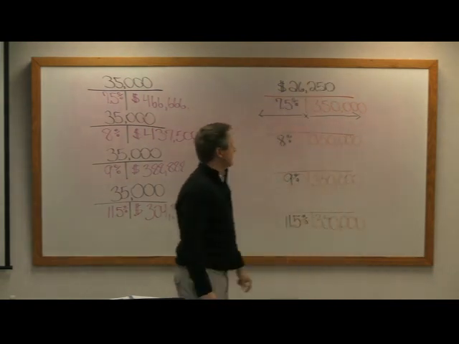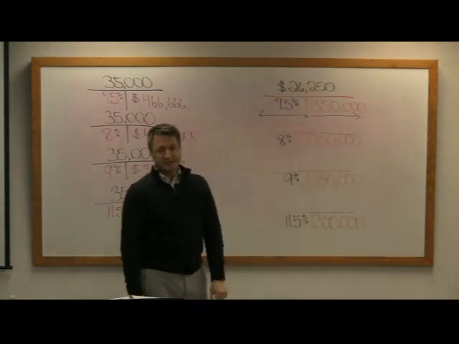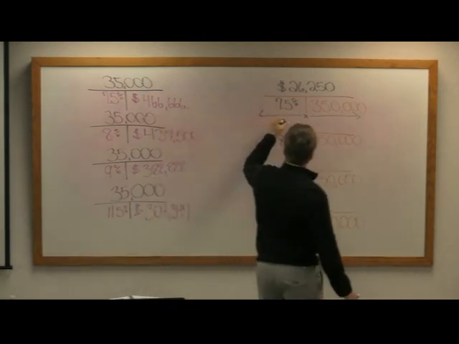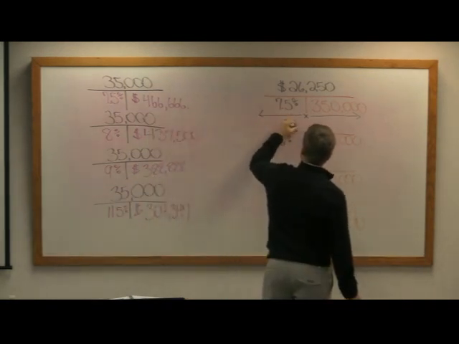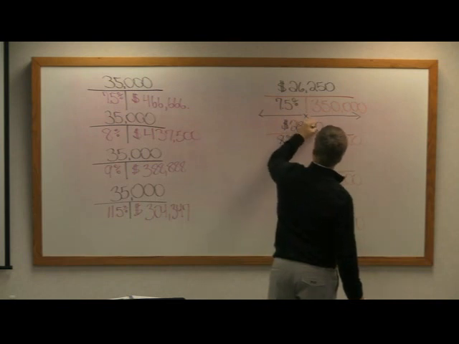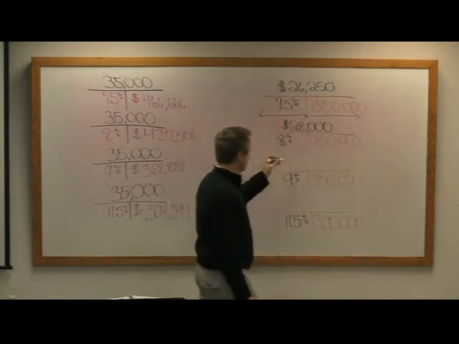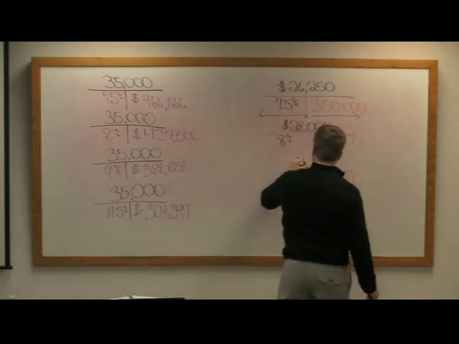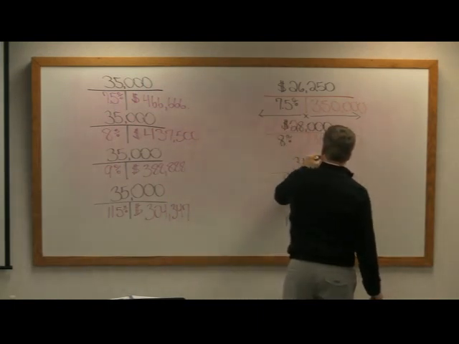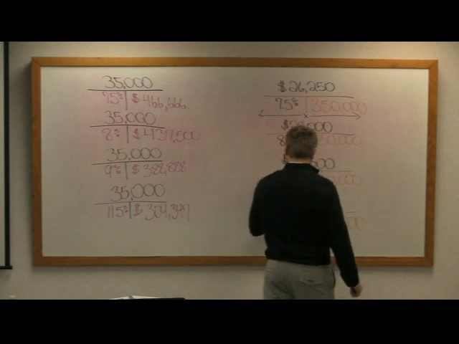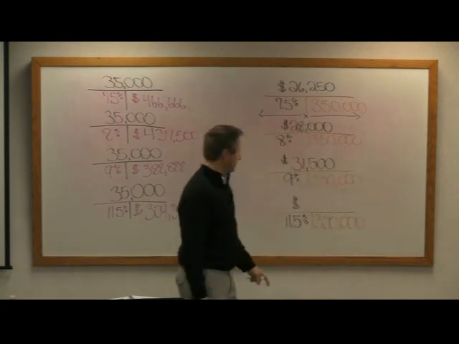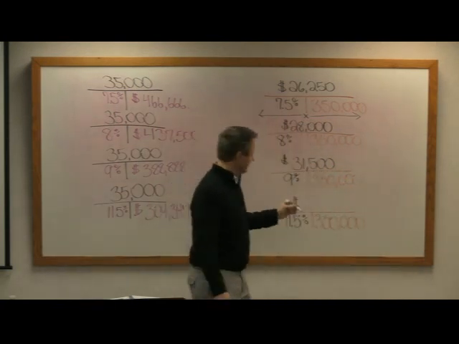How about my next one at 8%? 28,000 even. 9%? And finally, 11.5%. 40,000.